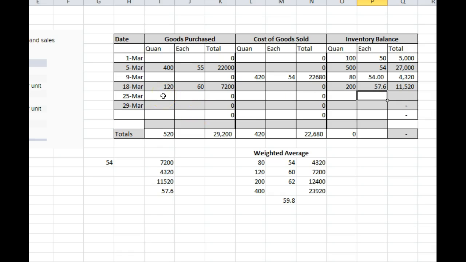On March 25th, we purchase another 200 units, and for these units we pay $62. Now it means I have to take, and what have I got? I've got 400 units now. And what is the value of both of those? 12,400 plus 11,520. And if I add those together, I come up with 23,920.